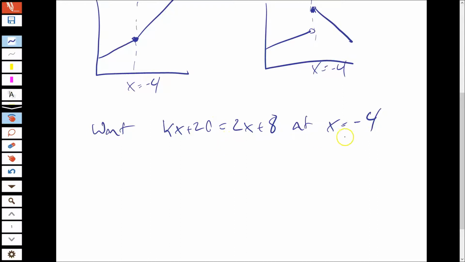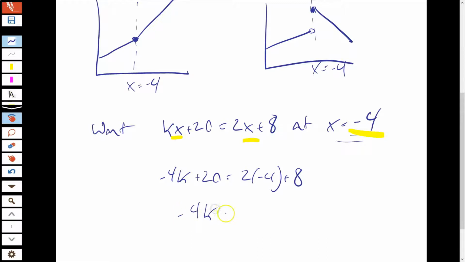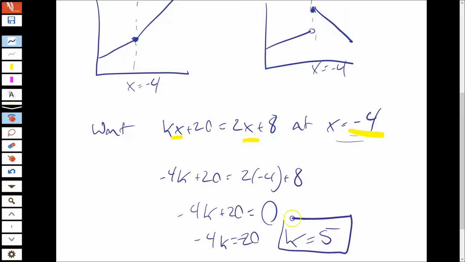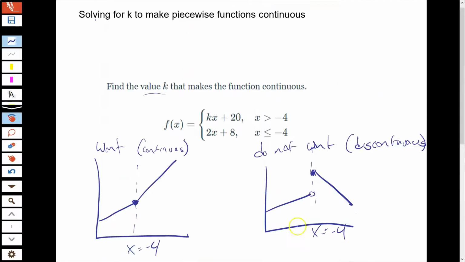All we're going to do, and this at x equals -4 might be your cue, is plug in -4 for each of my x's. So I'm going to get -4k plus 20 equals 2 times -4 plus 8. And then I'm just going to simplify. So -4k plus 20 stays, and here I get -8 plus 8, which is 0. Then I subtract 20 on both sides, and I just get k equals 5 when I divide that out. So that is my k that makes the function continuous at x equals -4.